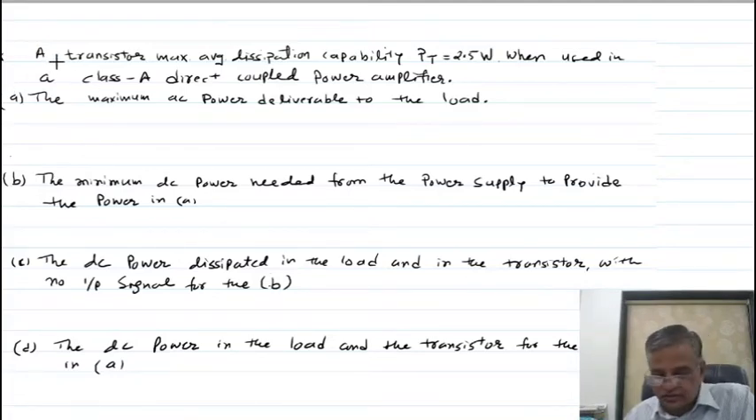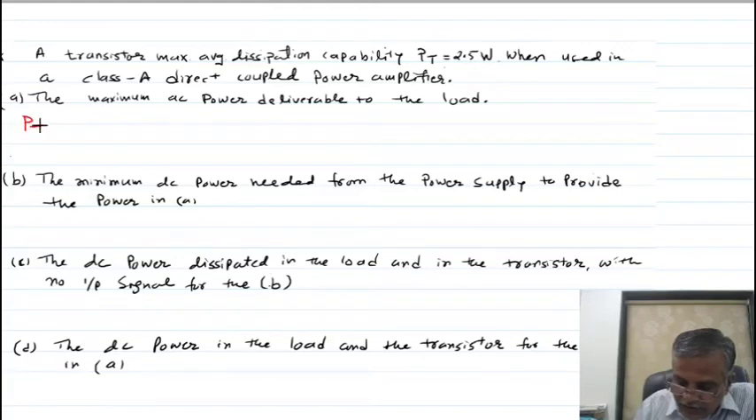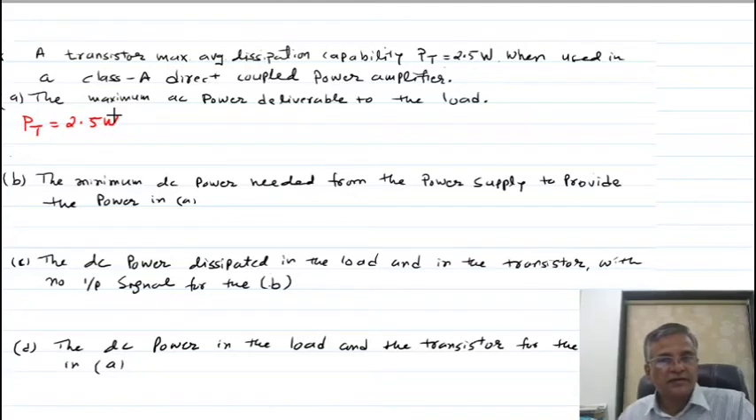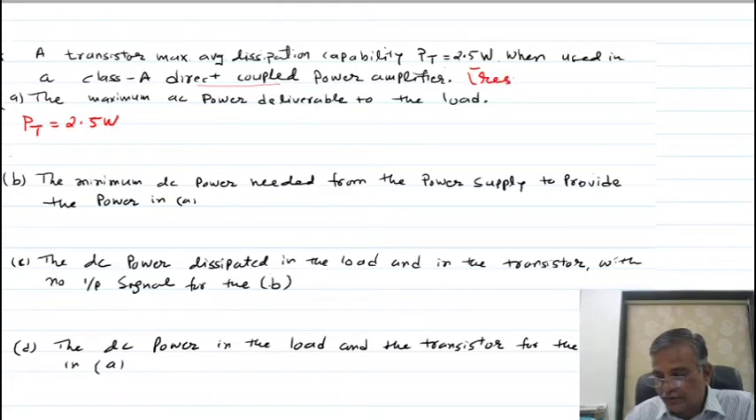See the question. A transistor's maximum average power dissipation capability PT is given. So PT they have given, it is 2.5 watt. Now, when it is used in a class A amplifier, here they have written direct coupled amplifier, which means they are talking about a resistive load amplifier.